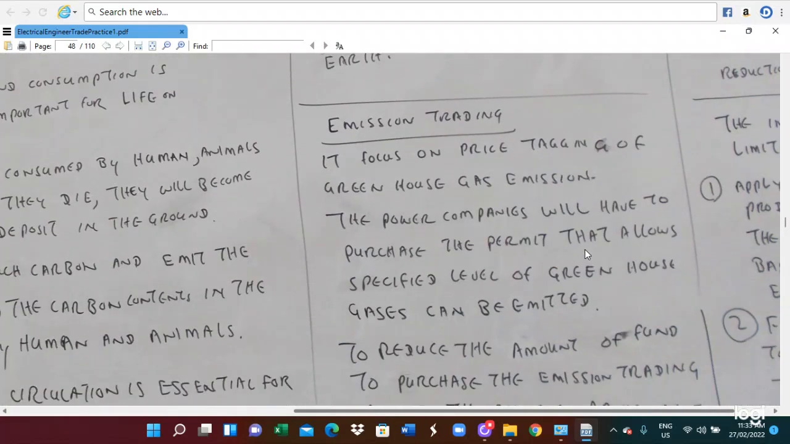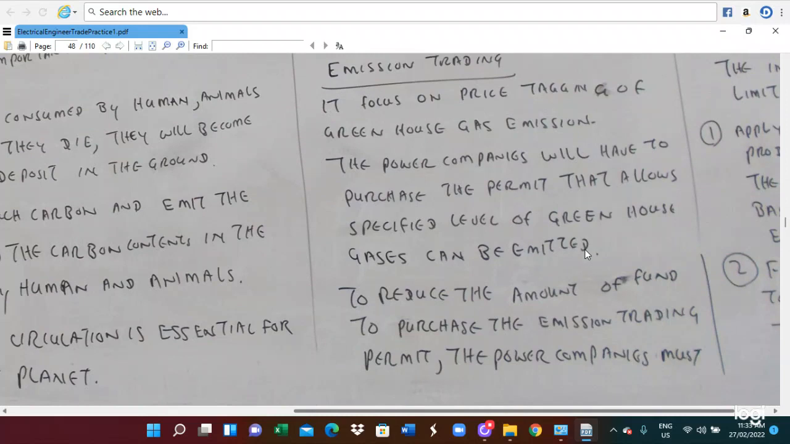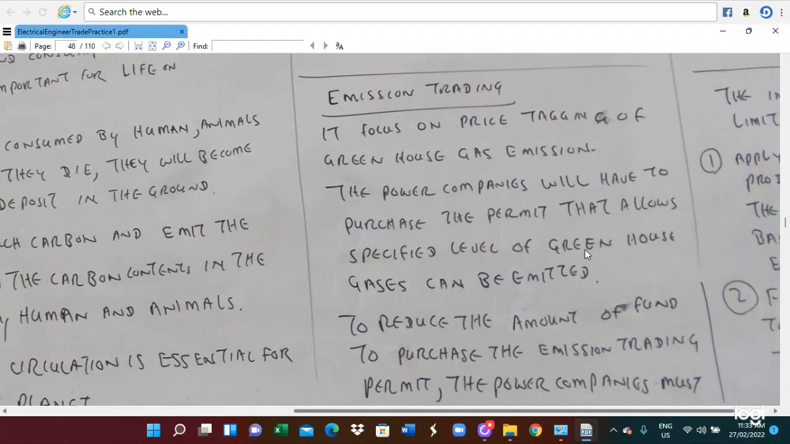So this is why we have to utilize emission trading. Emission trading puts a price on carbon. Whatever carbon greenhouse gas you are producing, you must pay a tax to the government. This means that all industries realize they have to pay money to the government for producing greenhouse gas, so they will try to reduce its production. So this is the emission trading scheme.